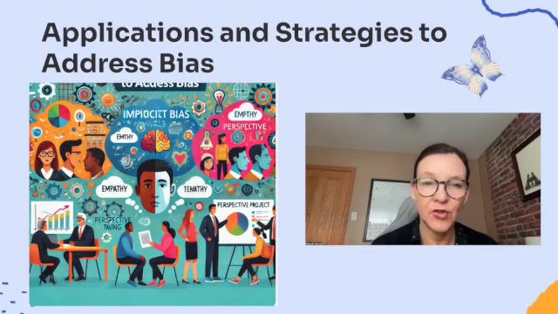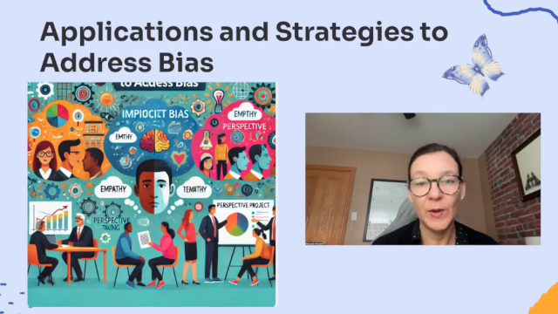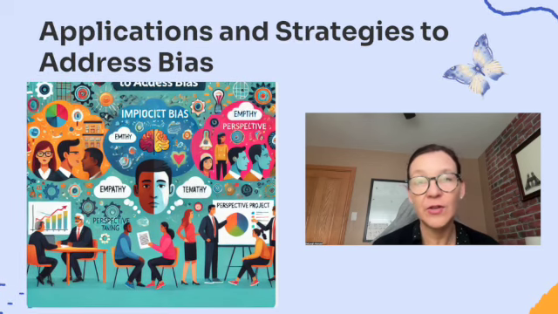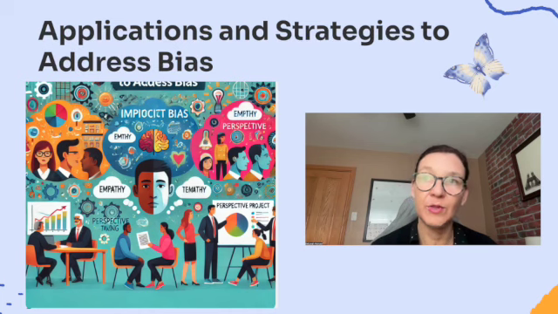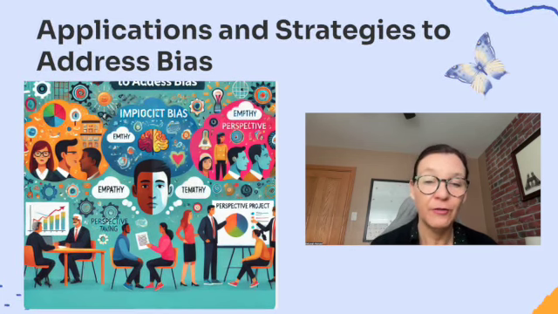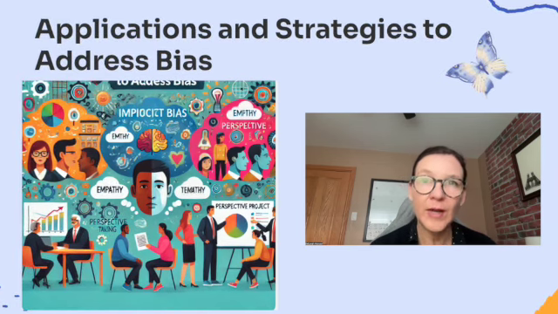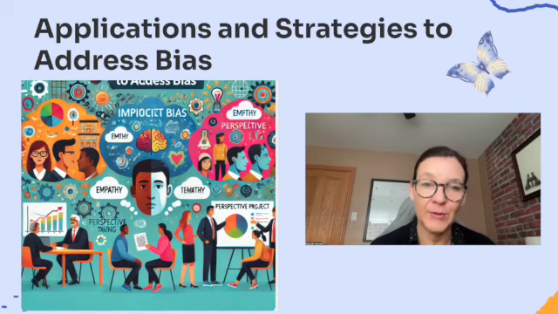So let's look at some strategies on how to address bias. Number one, we need to encourage situational attribution, which is a focus on external factors that might explain someone's behavior instead of attributing it to their personality or group membership. For example, instead of assuming someone is lazy for being late, consider situational factors like traffic or family responsibilities.